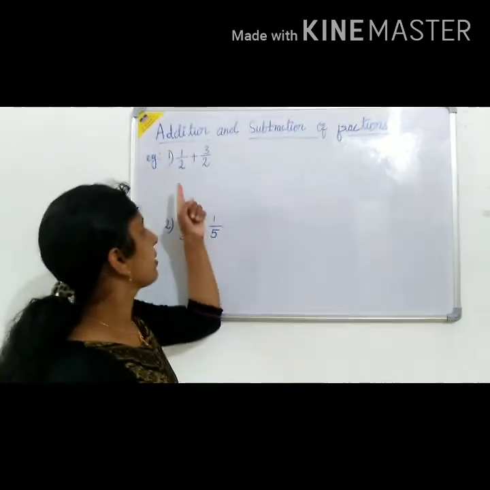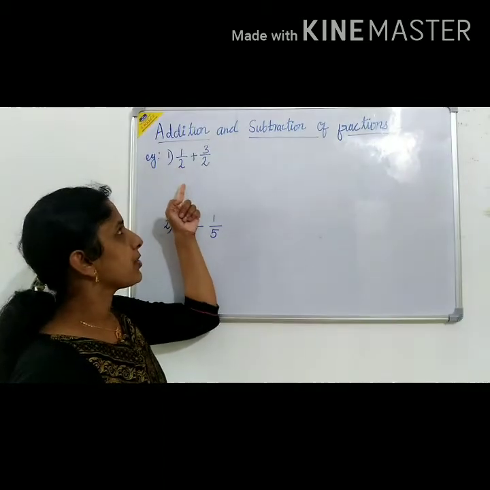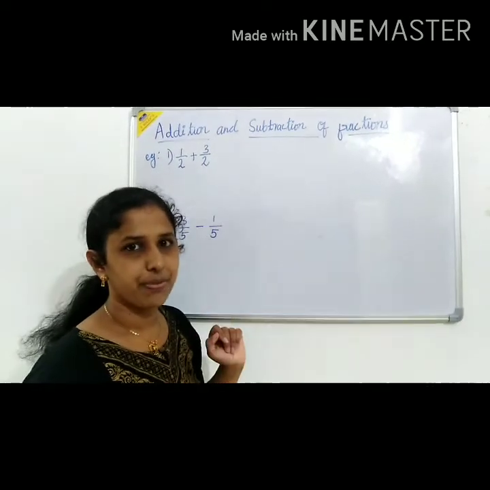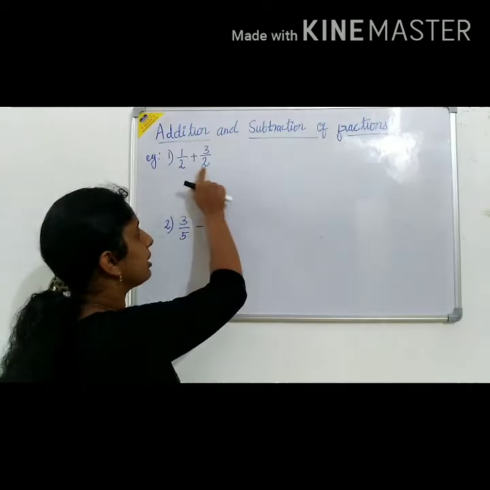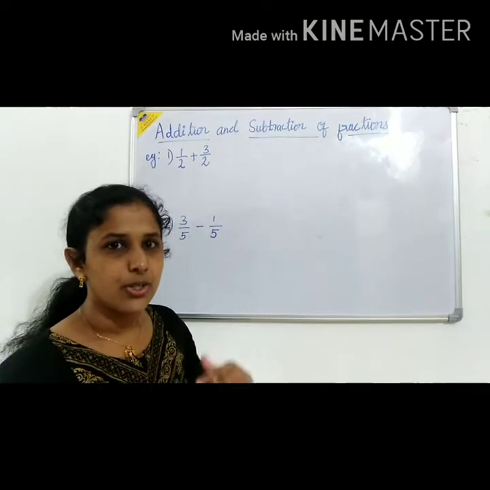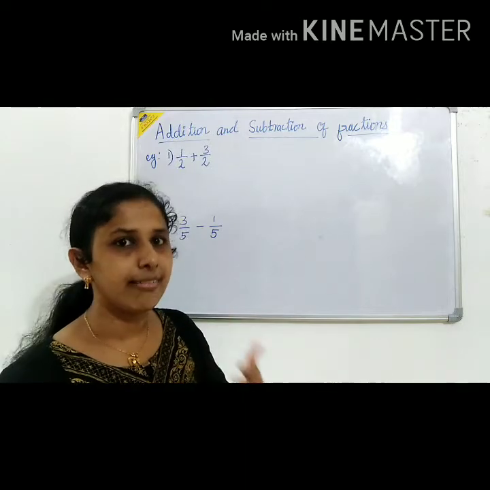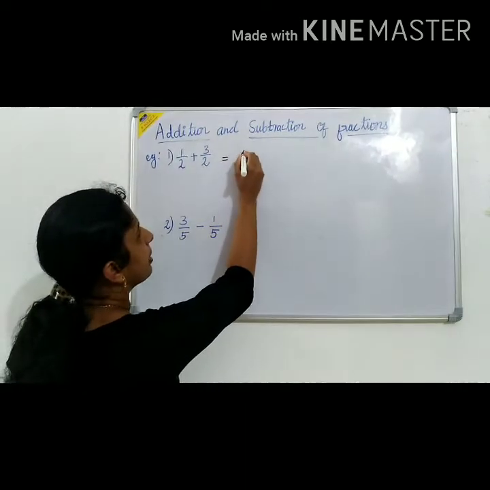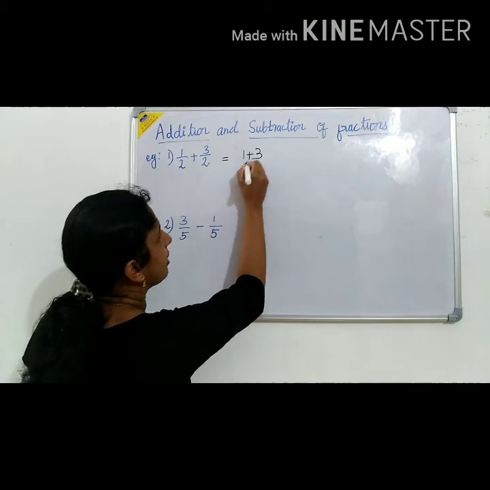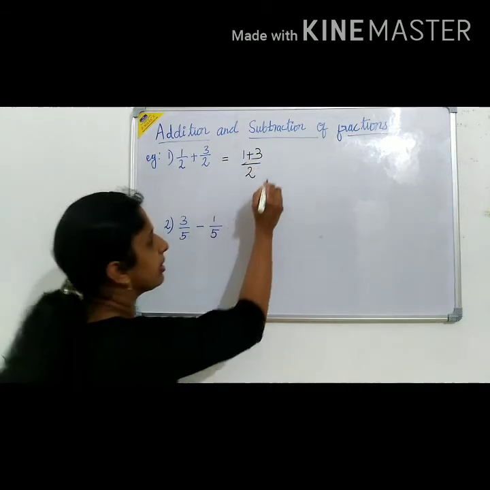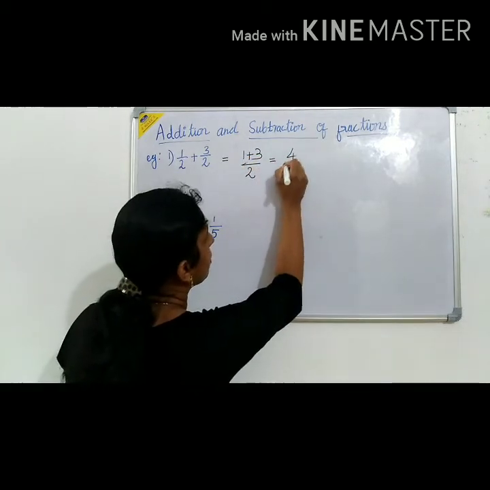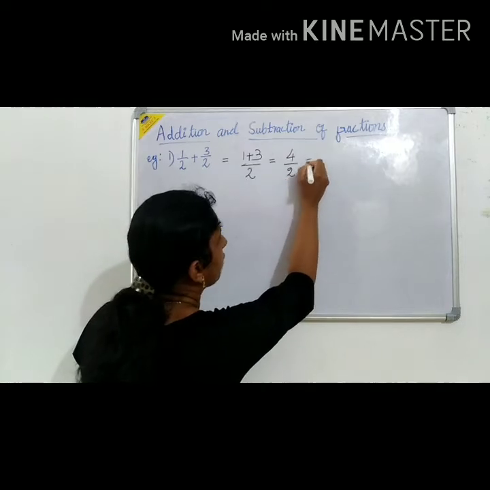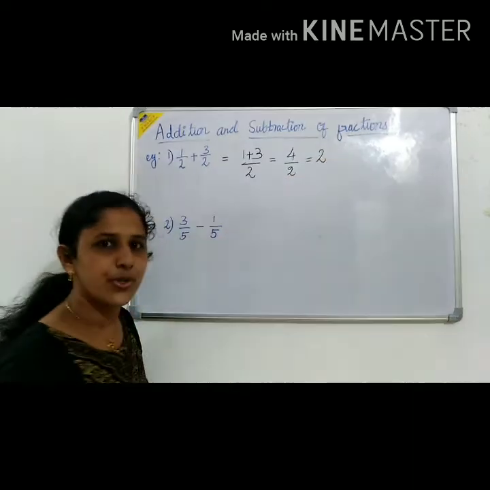See the first one. This is 1 by 2 plus 3 by 2. Here you can see that both the denominators are same. So by our rule, we can directly add the numerators. That is, this is equal to 1 plus 3 divided by 2. That is equal to 4 by 2. And we know that 4 by 2 is equal to 2.